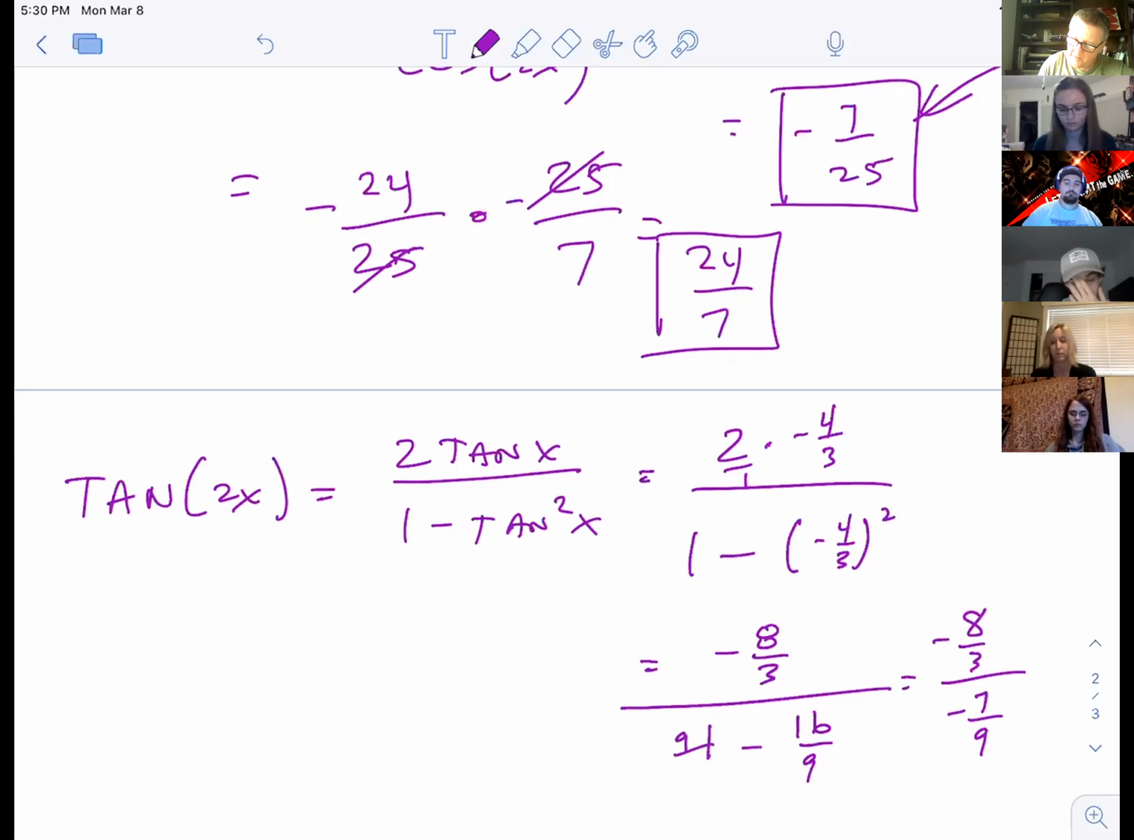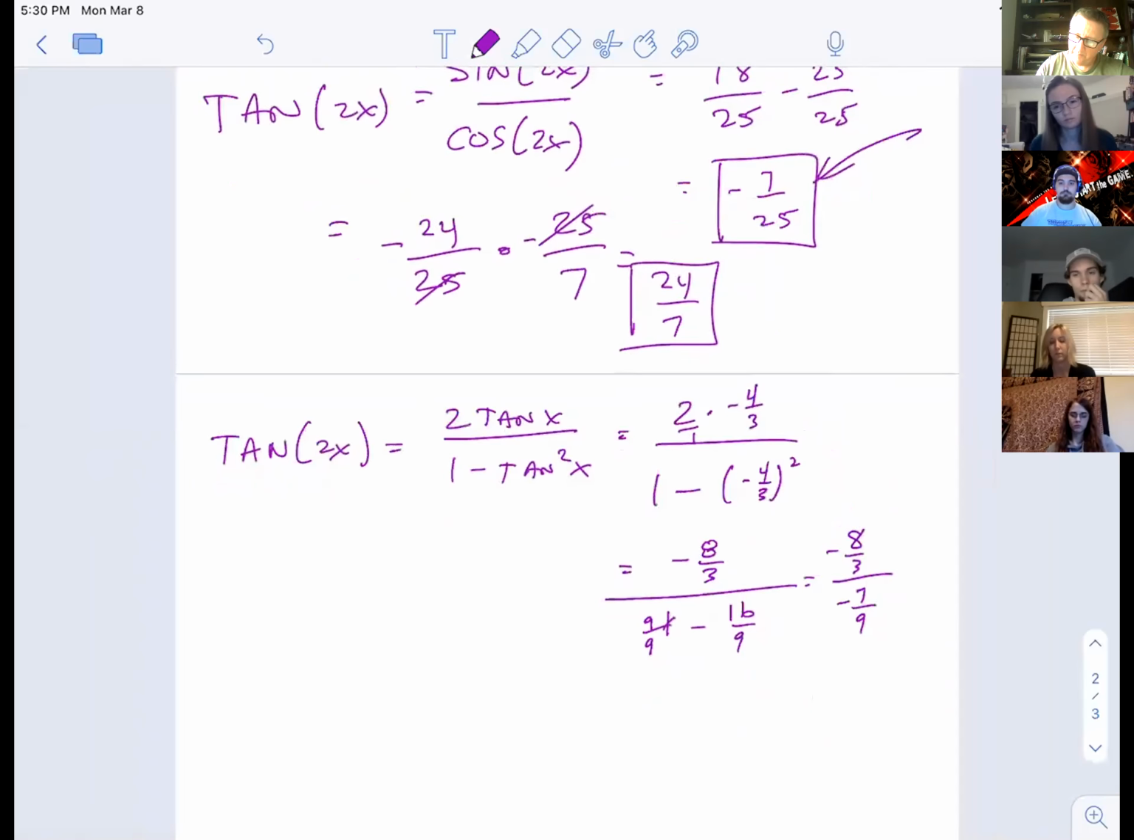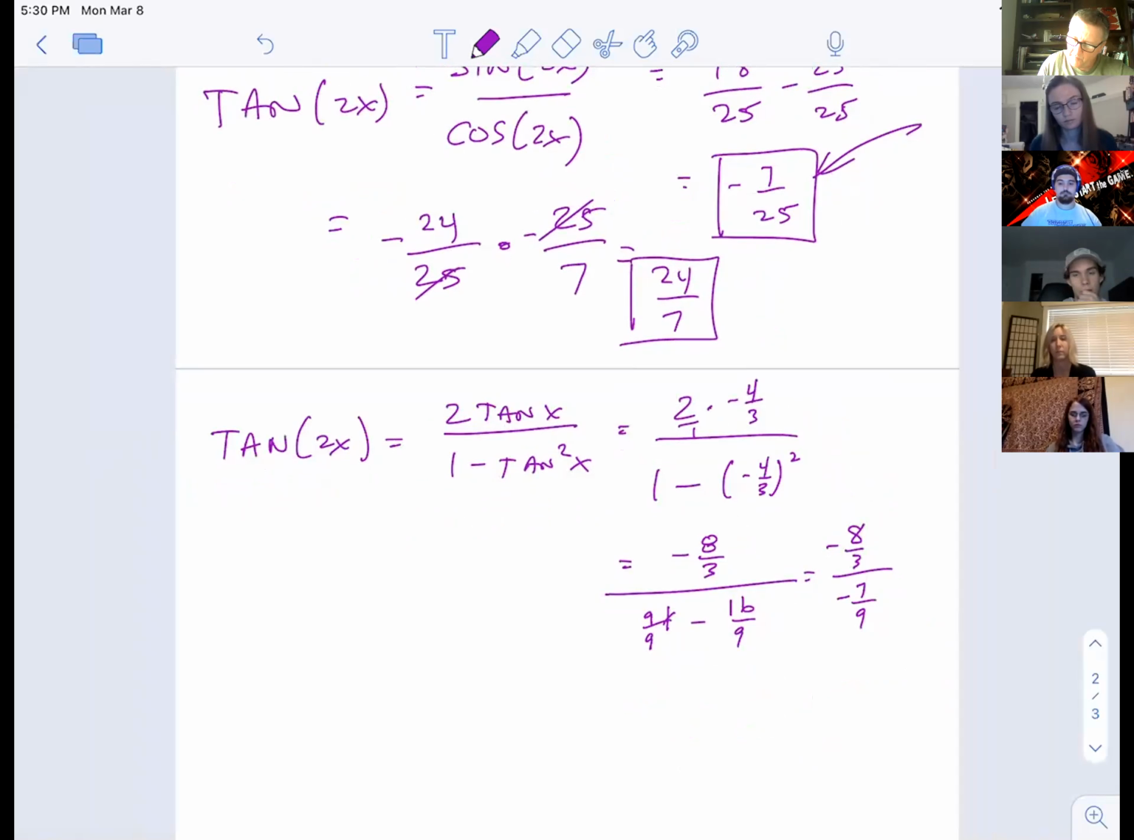In other words, that's 9/9. Let's see, negative 7/9. So it's a negative divided by a negative, which is a positive. So I end up with negative 8/3 times the reciprocal, negative 9/7. This 3 and that 9 cancel. Hey, look, negative 8 times negative 3, positive 24 divided by 7 times 1. Hey, I got the same exact answer. That's really cool. Of course I did.